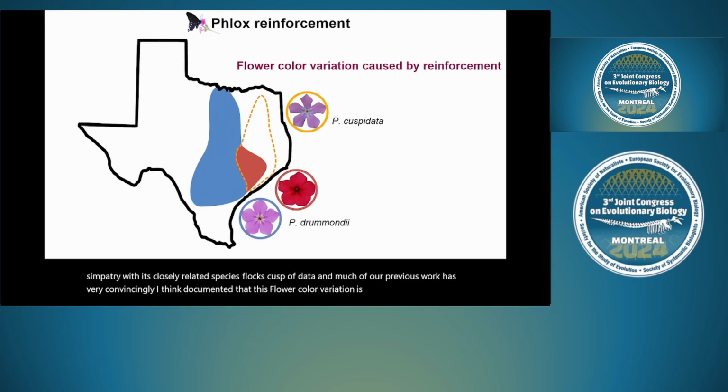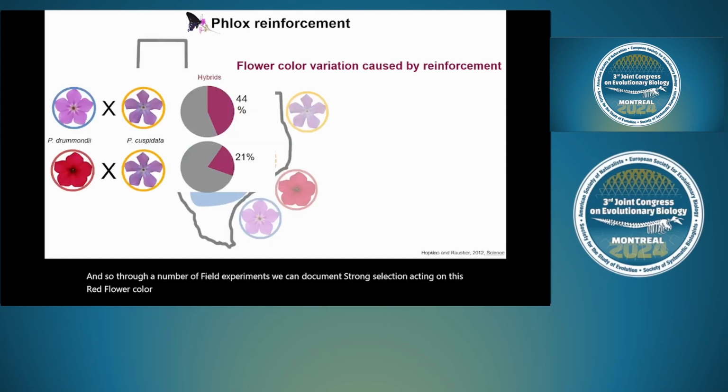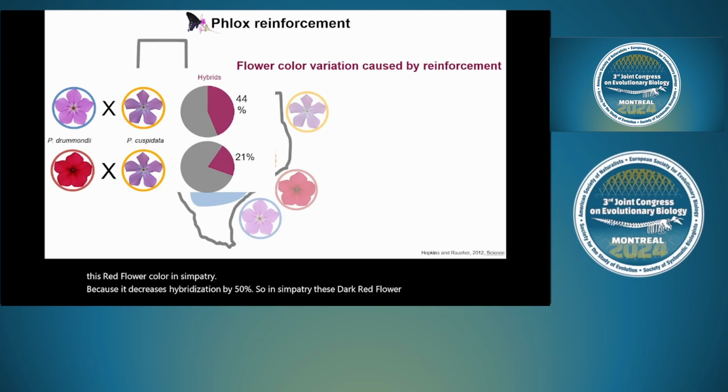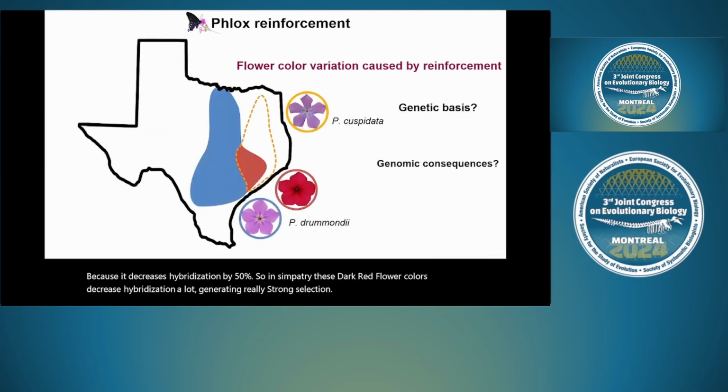Much of our previous work has very convincingly, I think, documented that this flower color variation is caused by reinforcement. Through a number of field experiments, we can document strong selection acting on this red flower color in sympatry because it decreases hybridization by 50%. So in sympatry, these dark red flower colors decrease hybridization a lot, generating really strong selection. What we want to know more about now is what is the actual genetic basis of this trait, and can we look near the genetic mutations causing this flower color variation to inquire what are the genomic consequences of this kind of selection in sympatry.